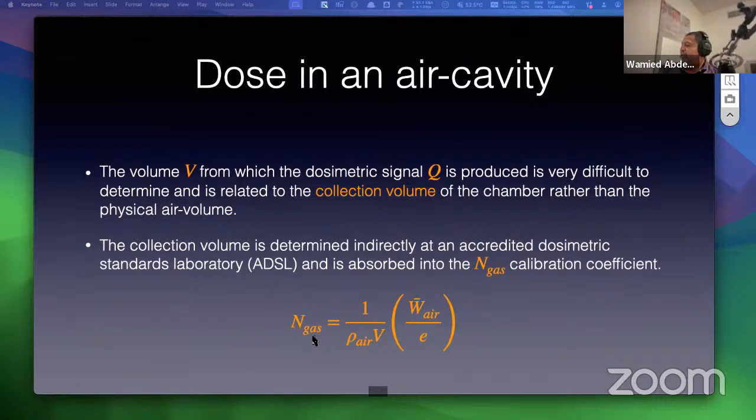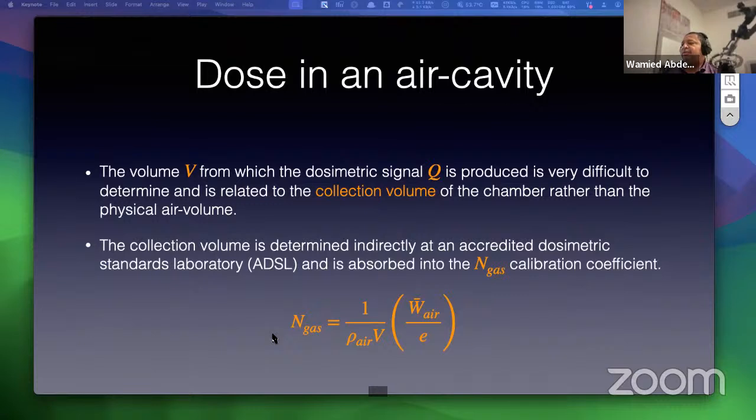This factor is called N-gas. N-gas is basically given by this here. This is constant. V depends on the chamber volume. And then we have the density of air. Furthermore, if the chamber is open to air, then the density of air will change depending on the temperature and the pressure. So they should also indicate the temperature and pressure at which N-gas was obtained.